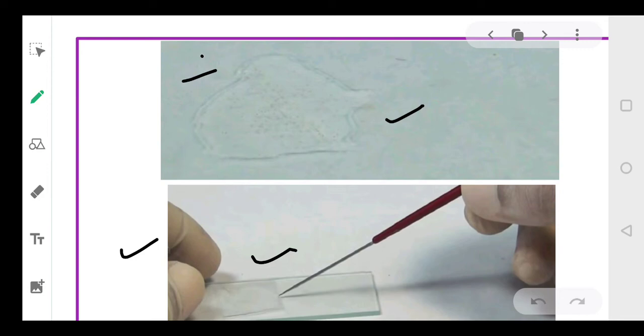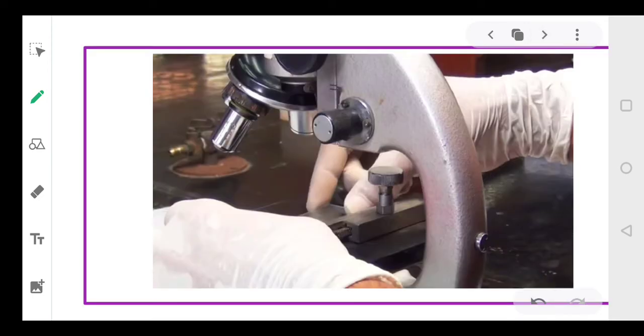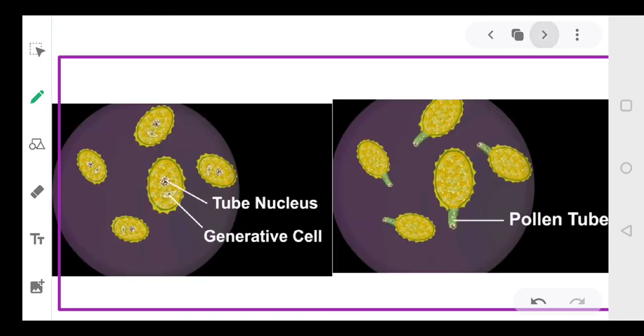We will keep it for 2 hours. You can leave it for 30 minutes to 2 hours. Then when you put it under the microscope, adjust your microscope first under low power, then under high power. First we'll see under the 10x, then shift to the 40x and observe. This type of pollen grains will be visible, and you can easily locate the nucleus and the generative cell.